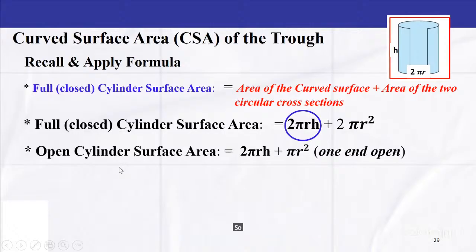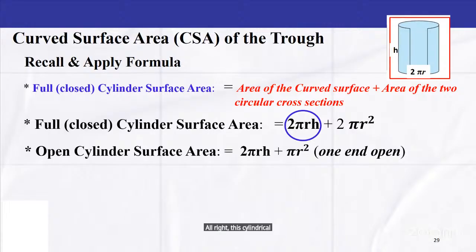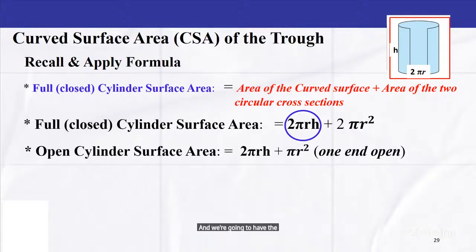Because the cylinder is open at one end, because the cows are drinking from the trough, one end has to be open and one closed. That's how we're going to get the water to stay inside the cylinder. All right, the cylindrical trough must have a bottom, a base, somewhere where the water stays in. So we're going to have a base and we're going to have the curved surface.